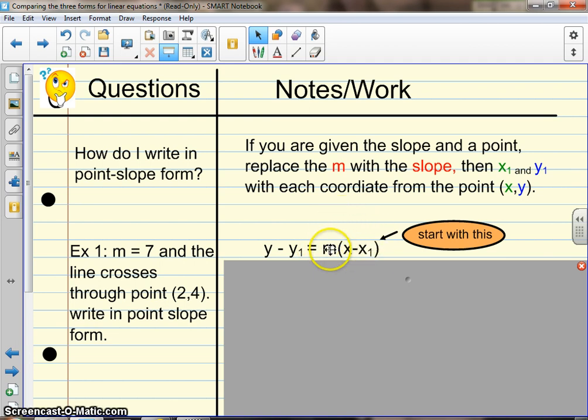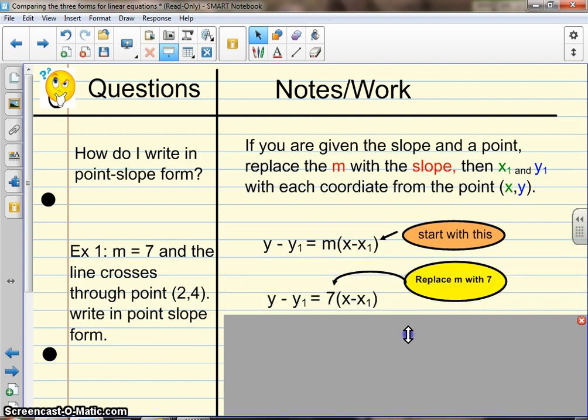So we're going to replace the m with the slope, which is 7. We're going to replace the x1 with the x-coordinate, which comes first, and the y1 with the y-coordinate, which comes second. That's kind of one of the confusing parts. X comes first, y is second, just like the alphabet.